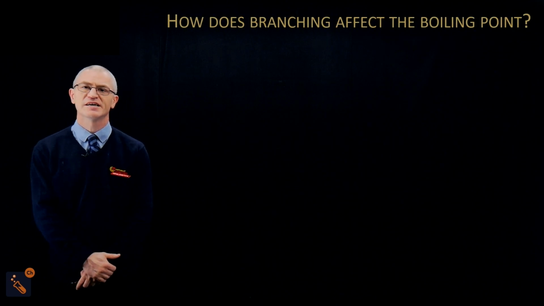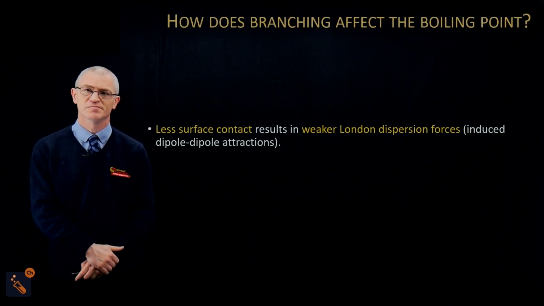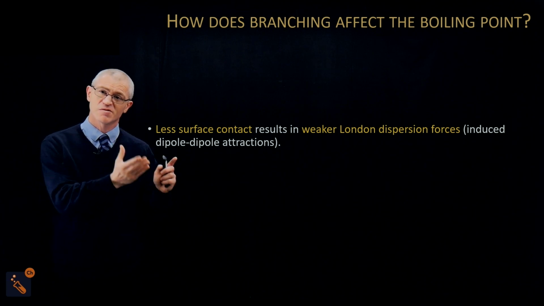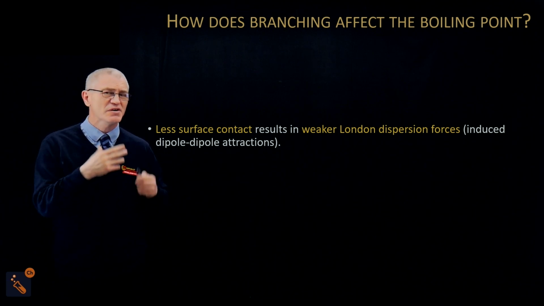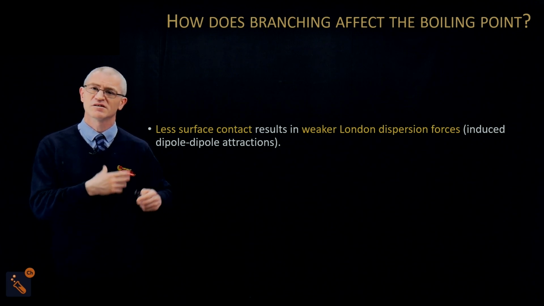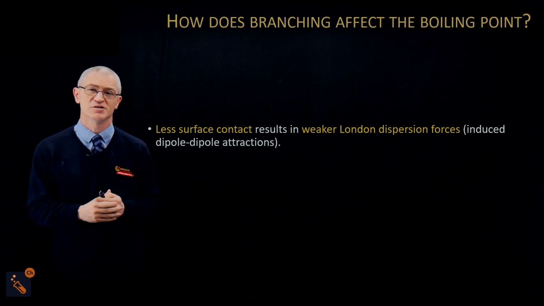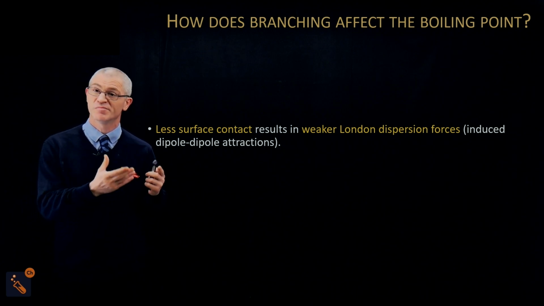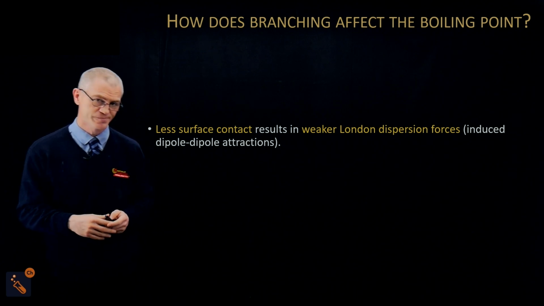We're now going to move on to looking at how the branching affects the boiling point. Now, the branching means that there is less surface contact. So if we have something that's branched, it will have less surface contact with other molecules. That results in weaker London dispersion forces. Okay, and remember you can call it induced dipole-dipole.